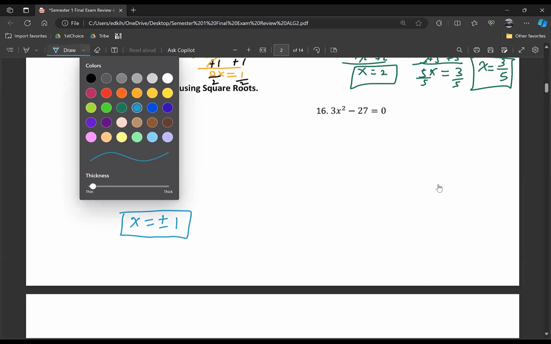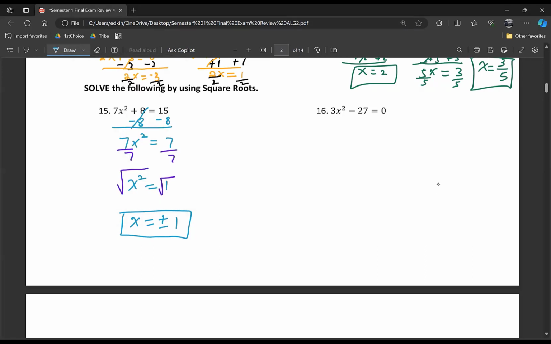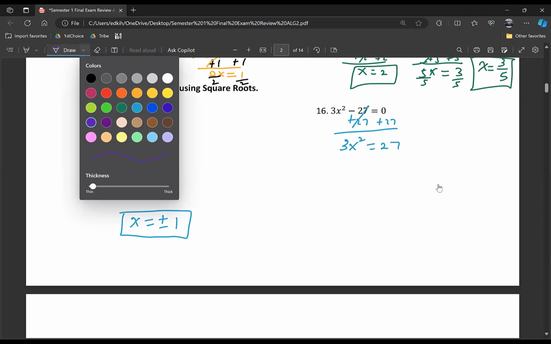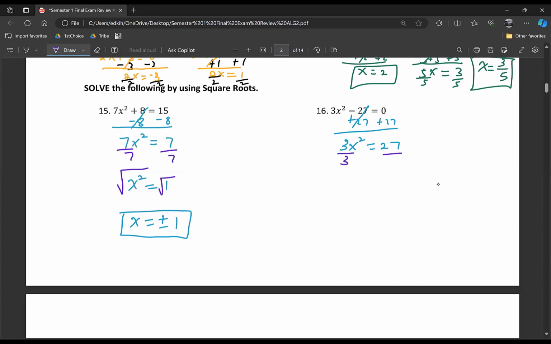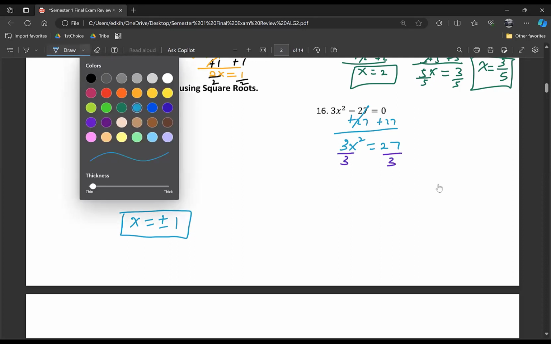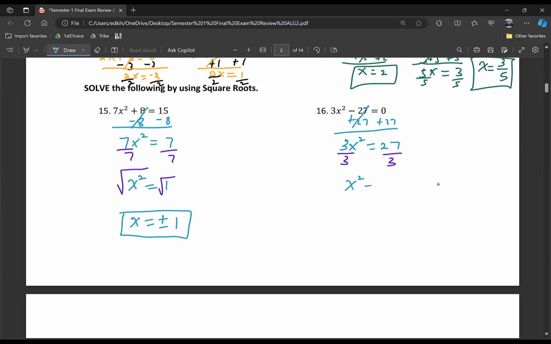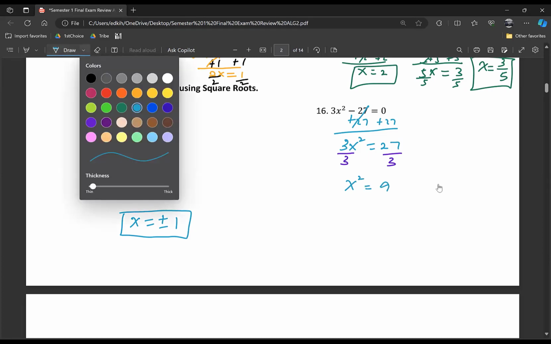Okay, let's try the next question. Add 27 to both sides. Those cancel. So 3x squared equals 27. And then you're going to divide both sides by 3. So we end up having x squared equals 9. Now you're going to take the square root.